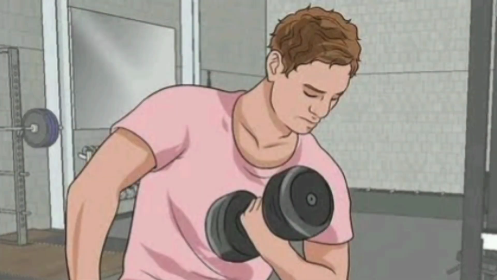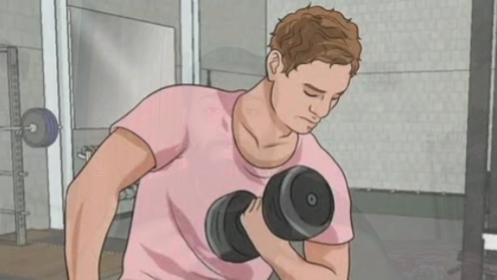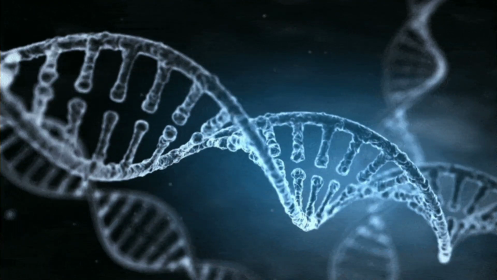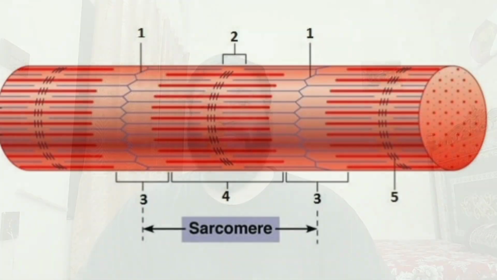Let's understand about that. Our gene also transcribes and translates the follistatin and the myostatin. Myostatin is that which, myo means the muscle, statin means the inhibition. So, the myostatin is the protein that inhibits muscle growth.